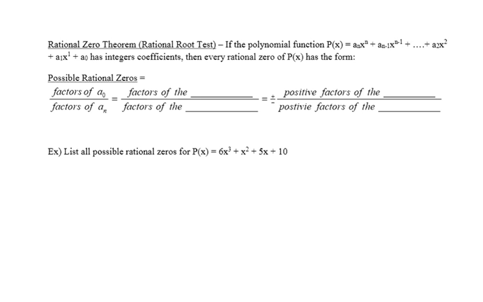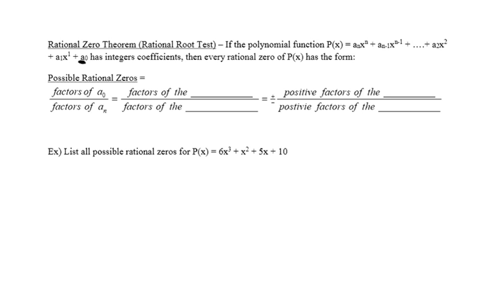In this video, we're going to continue to work on zeros of polynomial functions. So let's talk about the rational zero theorem first. If you have a polynomial function that has integer coefficients, then every rational zero of the polynomial function has the form of factors of a0 divided by factors of a of n. Now, let's figure out where a0 is.